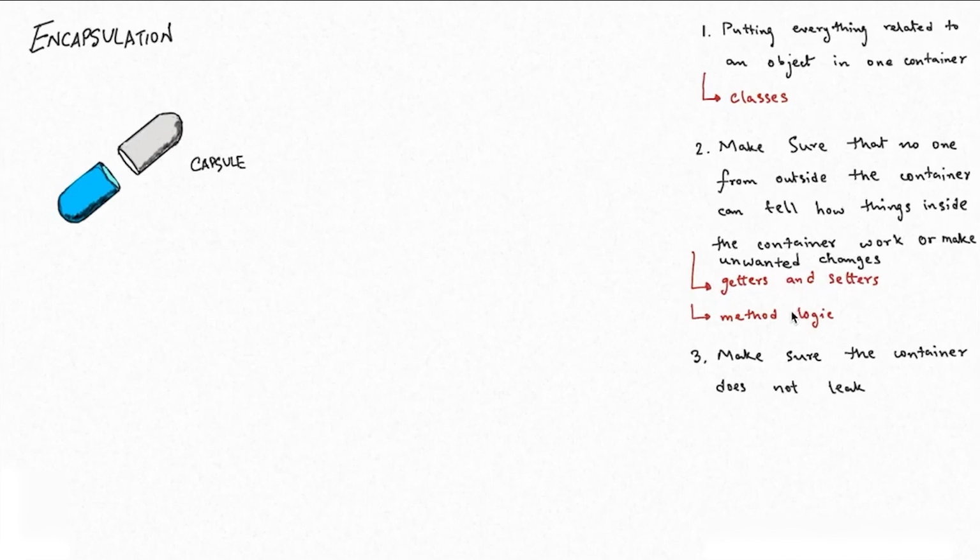So just by keeping the method logic inside the class, we make sure that how the different parts of the class are working are hidden away. And so no one from the outside of the class can tell how things are working inside the class, how the methods are giving you results from inside the class. And thirdly, we want to make sure that the container does not leak, which means that we don't want any information about the variables to be exposed outside of the class. But if we do want to expose them, we want to control that exposure. We want to control exactly how those variables are accessed and manipulated. And for that, we use access modifiers. And we've already learned what access modifiers are in the previous videos.